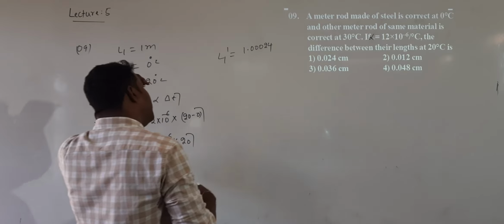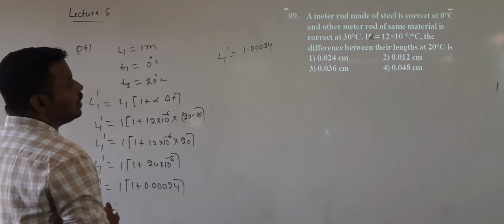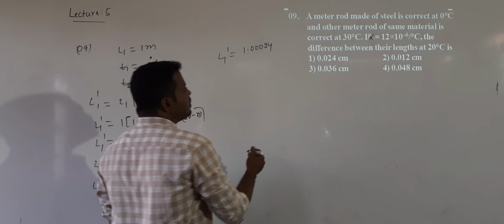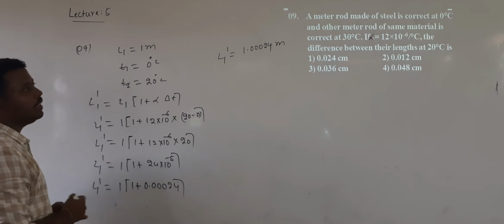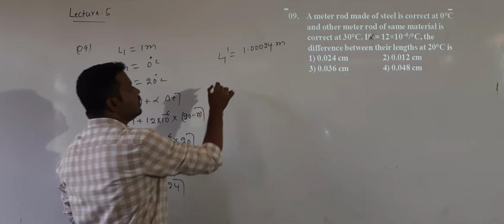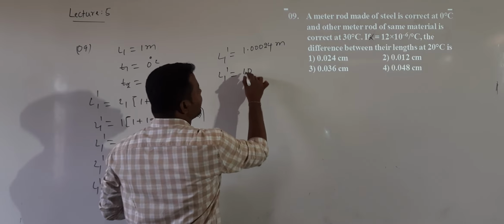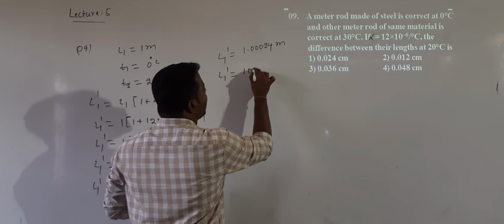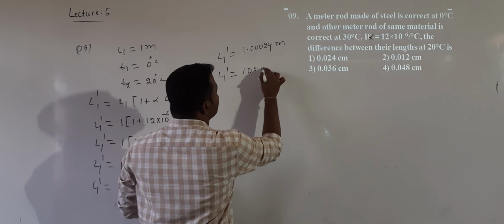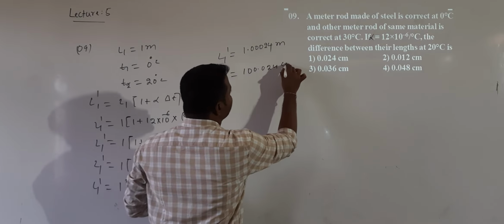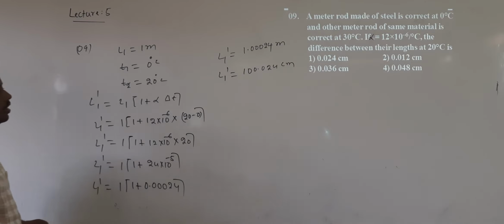So I have taken the values in meters. All options are given in centimeters. This is in meters, I have taken L value in meters only. So what about L1 dash value in centimeters? Into 100. So what will we get? 100.024 centimeters. This is the final length of the first rod.